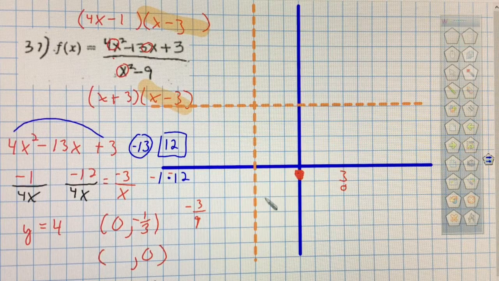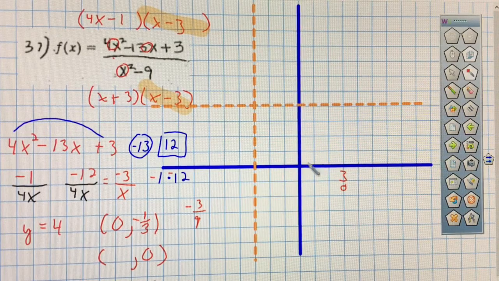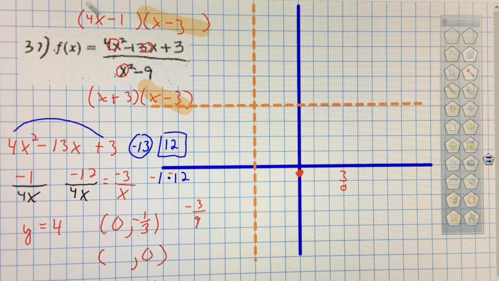Notice I made a big dot there to cover myself. Here, let's see, negative 1/3. 0, negative 1/3 is an intercept. Now, to find the zero for the x-axis, you basically just take the top and set it equal to 0. So 4x minus 1, set that equal to 0. That's going to give me 1/4. So at 0.25, 0 is my other intercept.